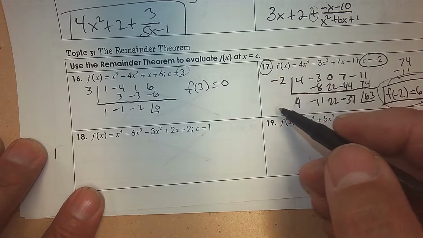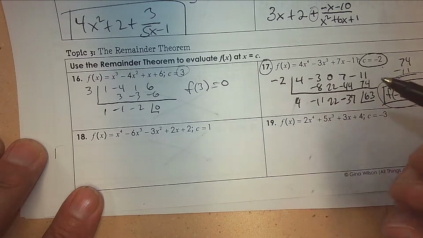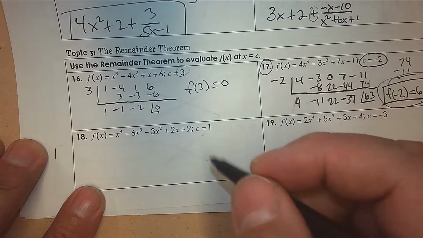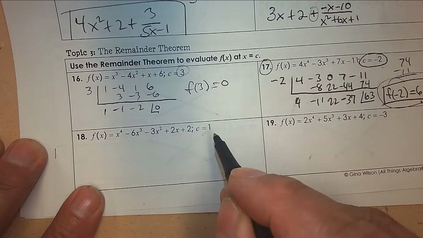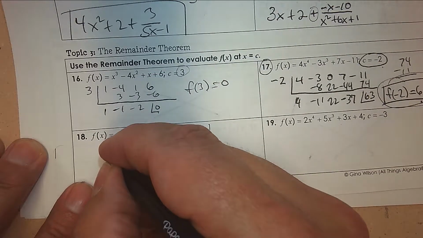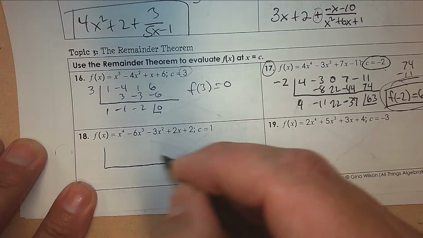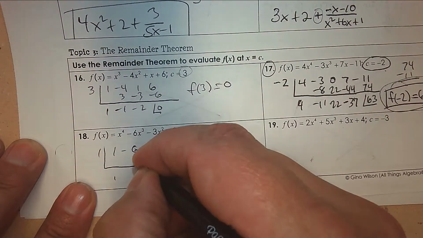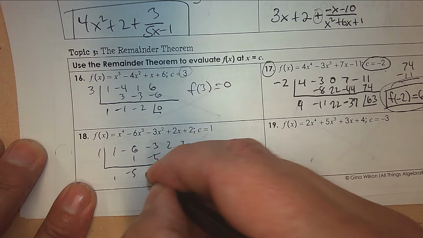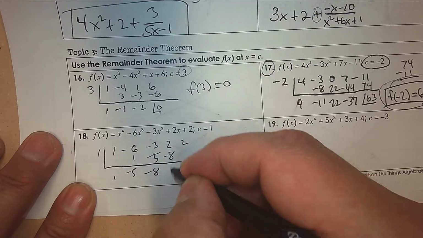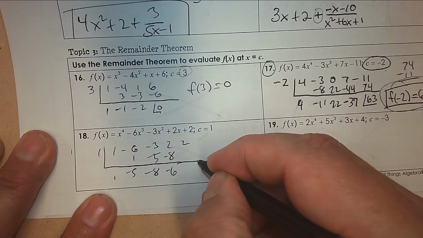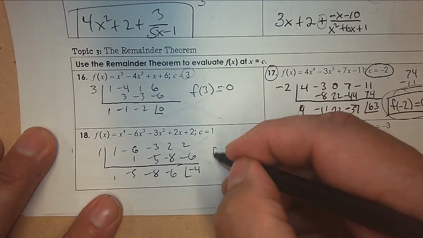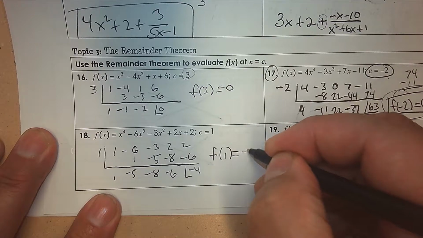All right, number 18. The answer key is not mine. It comes from another source entirely, so I'm just using someone else's material here. But anyways, plug in 1. Using synthetic substitution, this is what you would do. This one does seem to match. So that means f at 1 is equal to -4.